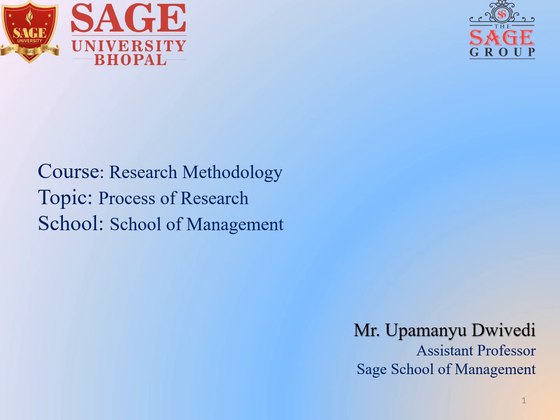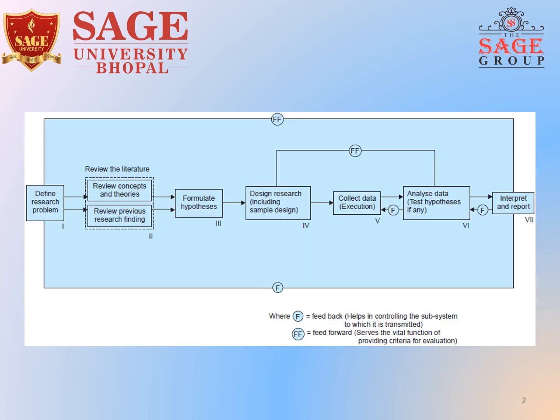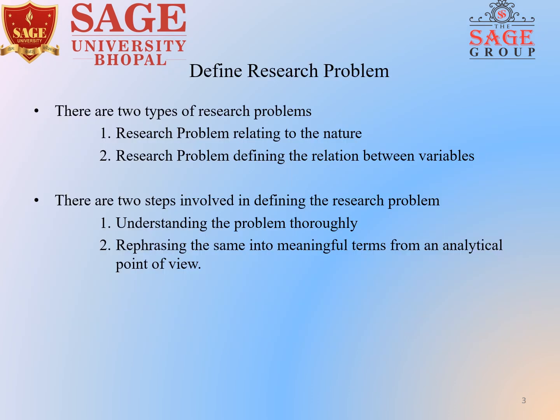Today, we are going to study the process of research under the subject research methodology. This is the basic diagram of the steps involved in research, which starts from defining a research problem, then literature review, then formulating hypothesis, then defining research design, then collection of data, then analyzing data, and at last interpretation and report writing.